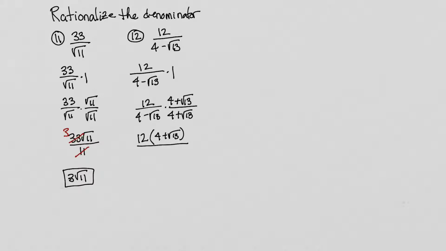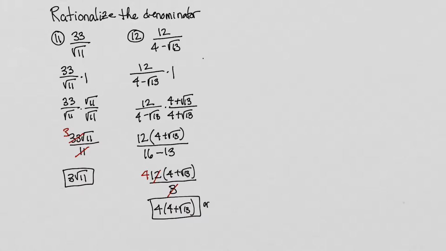So let's give this a try. So here we go. We're going to square the first. That's going to give us a 16. Put a minus sign. Square the second. Square the square root, that radical comes off and we just get 13. And we're left here with 12 times the quantity 4 plus square root of 13, all over 3. I wrote this one so that it cancels also. 3 will go into 12 4 times. So we'll get 4 times the quantity 4 plus square root of 13.